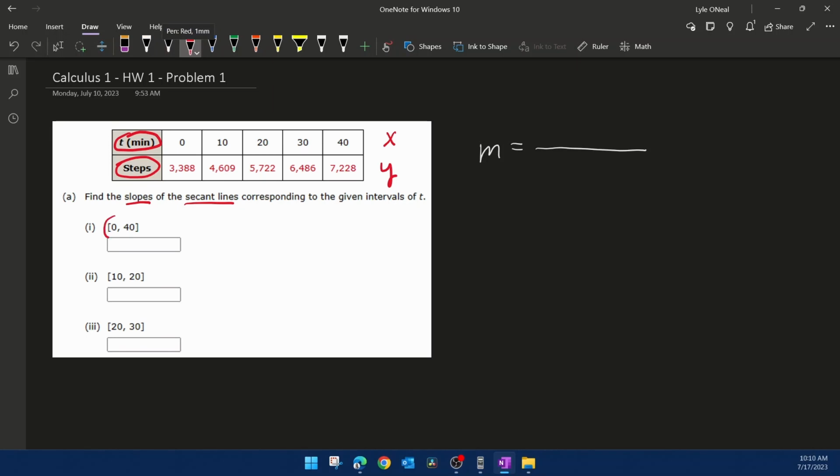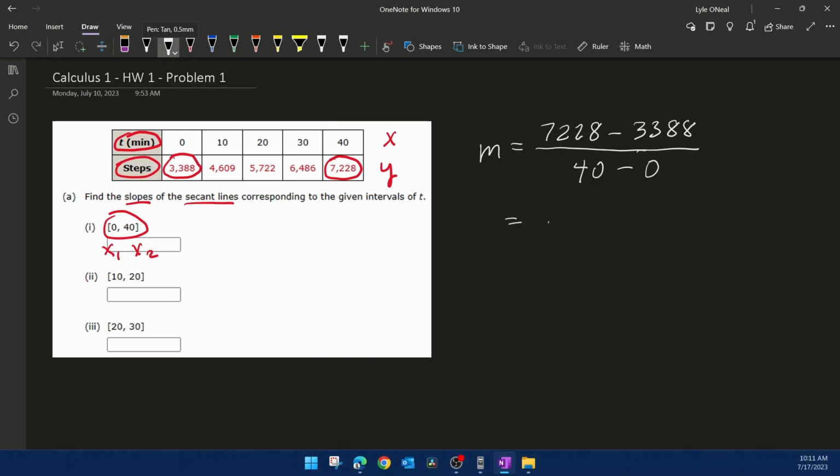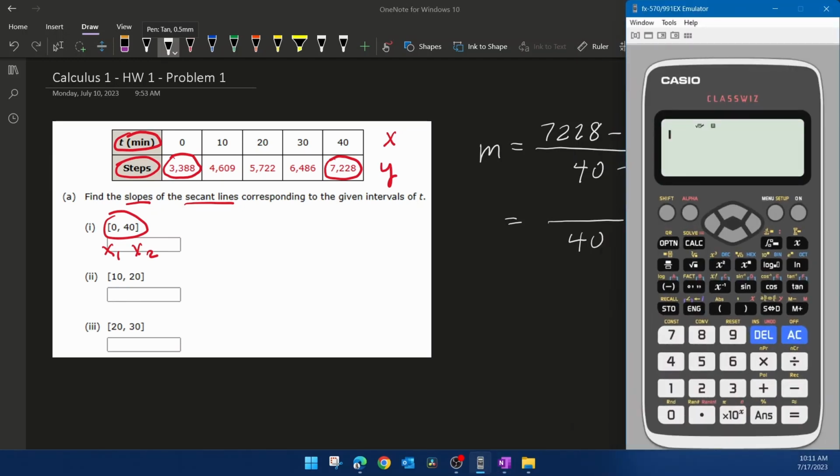Notice that our first interval is 0 to 40, which would be our x1 and our x2. So y2 would correspond to the number of steps after 40 minutes, and y1 would be the number of steps after 0 minutes. So again, in our numerator, that's going to be y2 minus y1. In the denominator, that's going to be x2 minus x1. And then simplifying, we're going to get something over 40. And that something is going to be determined by the calculator.